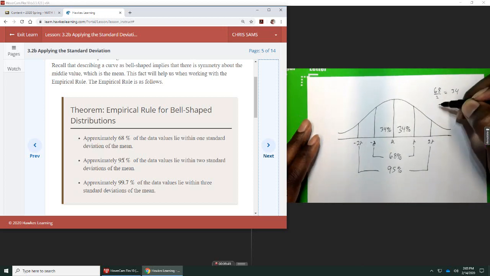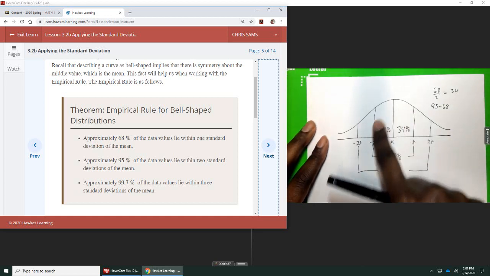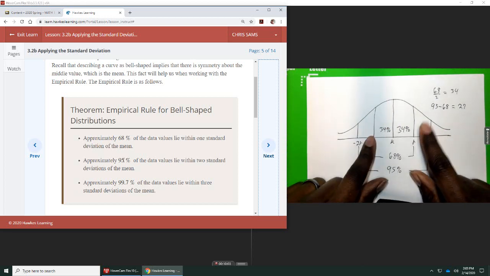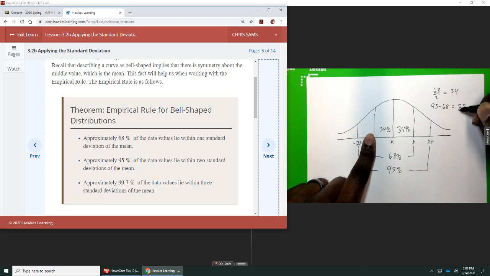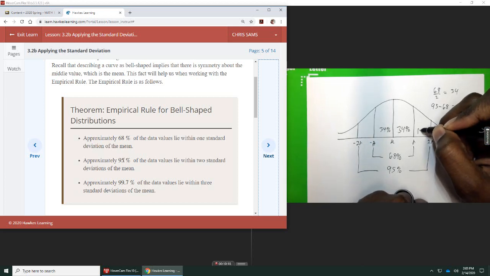So we're going to take our 95% and subtract the 68% that we have already accounted for in the middle. That leaves us with 27%. So these two pieces total make up 27, not each of them being 27. To find each of them individually, we have to divide this by 2, and that would leave us with 13.5%. So these next pieces are 13.5.